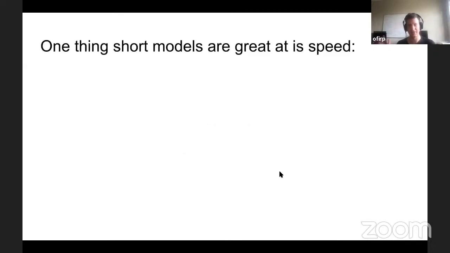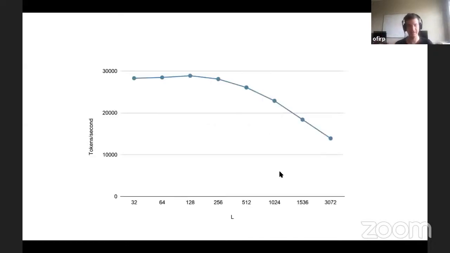One thing that short models are really great at is speed. What I did here was graph training speed, in tokens per second, for the 8 different models. Obviously, as you go down in input length, your model becomes faster. It stops becoming faster at 128 because at that point, attention isn't the bottleneck anymore. The bottleneck is actually the feed-forward sublayers, and they don't become faster when your inputs are shorter. So there's a limit to this, but shorter is much faster.